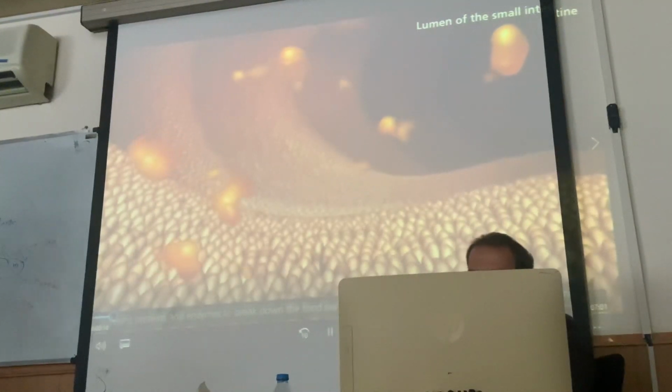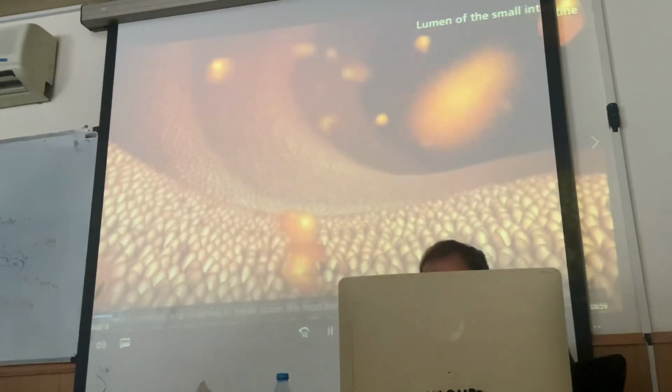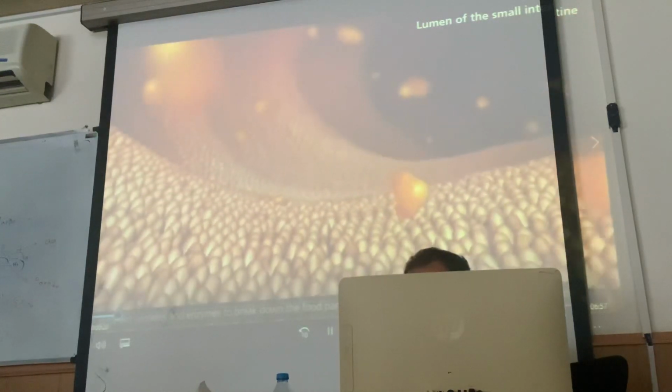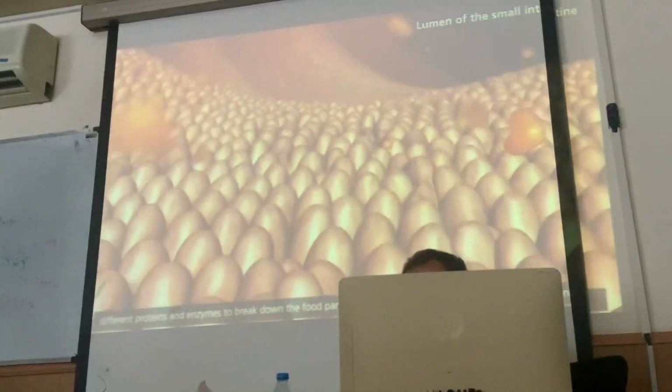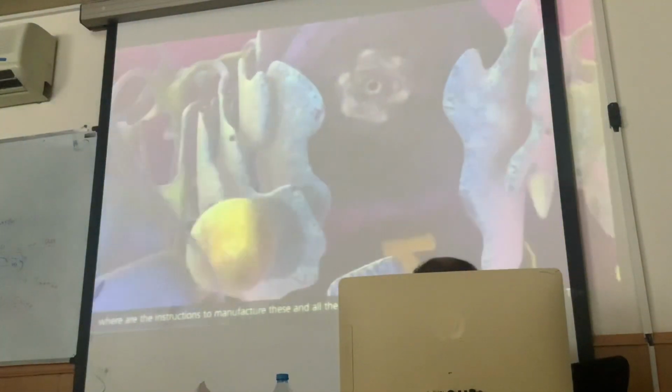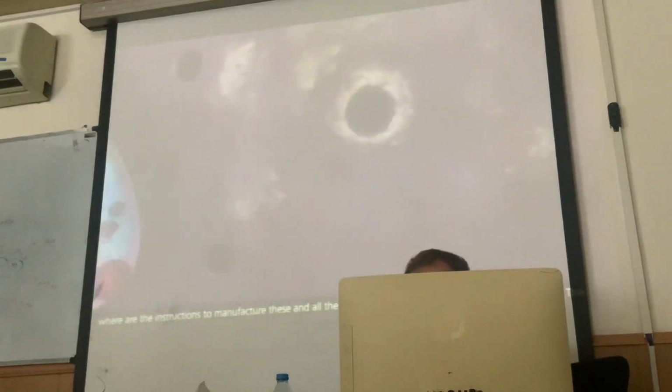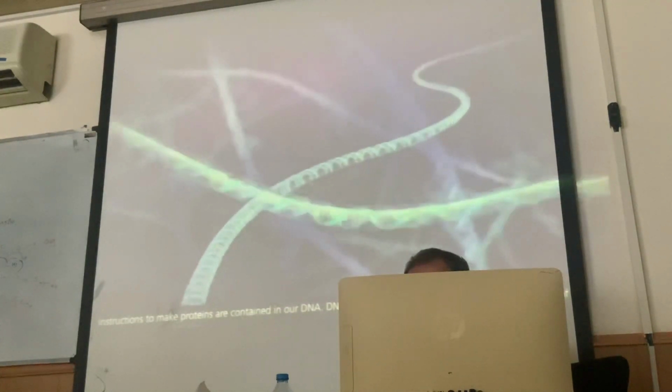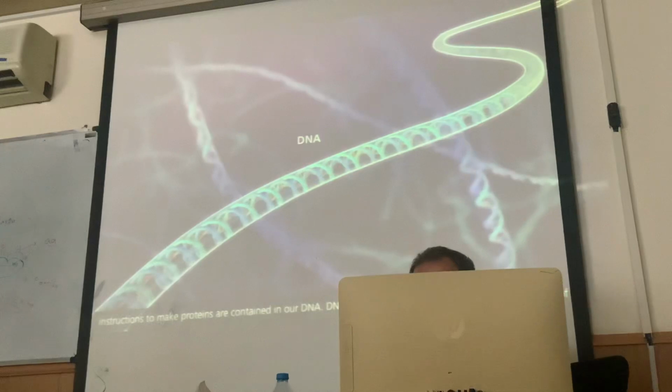The body uses different proteins and enzymes to break down the food particles into usable nutrients our cells can absorb. And where are the instructions to manufacture these and all the different types of proteins we need to stay alive? The instructions to make proteins are contained in our DNA.